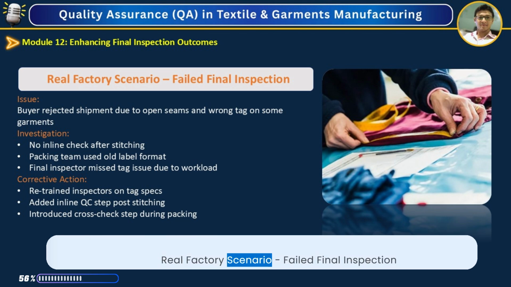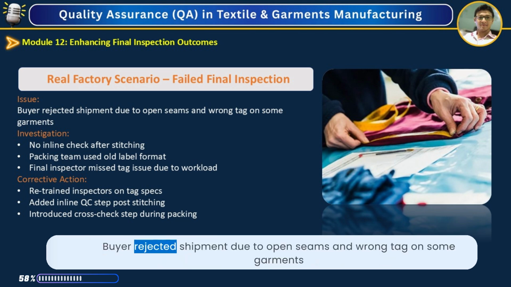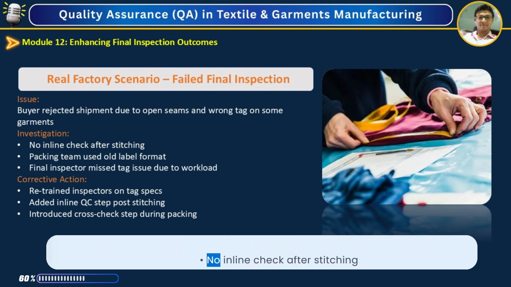Real factory scenario: failed final inspection. Issue: buyer rejected shipment due to open seams and wrong tag on some garments. Investigation: no inline check after stitching. Packing team used old label format. Final inspector missed tag issue due to workload. Corrective action: retrained inspectors on tag specs. Added inline QC step post stitching. Introduced cross-check step during packing.